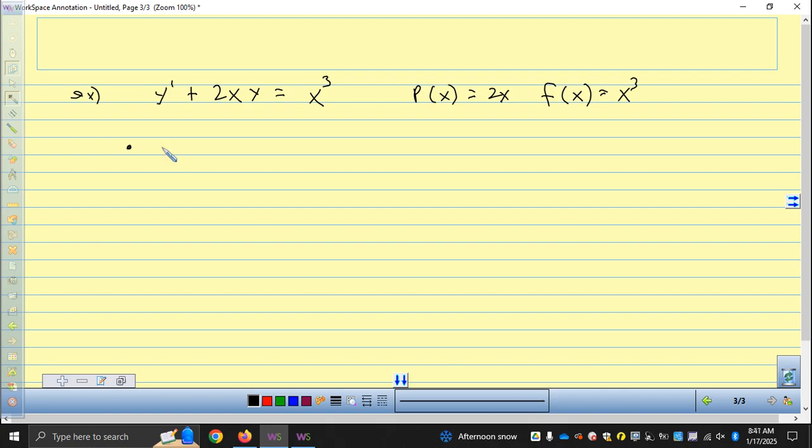So my first step is to find mu of x. Well, we know that mu of x equals e to the integral of p of x dx, which is e to the integral of 2x dx, which is e to the x squared. And I don't need to worry about that constant of integration because we're multiplying through everything on both sides of the equation by this integrating factor, and that constant would just be a constant term in front of each term, and we could divide through by that.